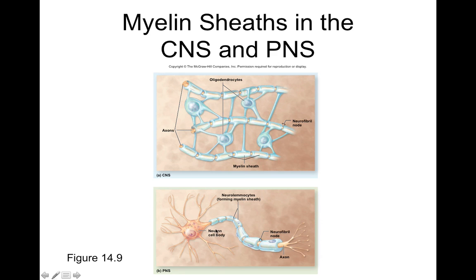Now, what we find then is for the peripheral nervous system, each individual segment of myelin is its own cell. These are the Schwann cells, aka neurolemocytes, and they are capable of forming myelin around one axon, because this is the one cell that's wrapping itself around the axon. That's in the peripheral nervous system.